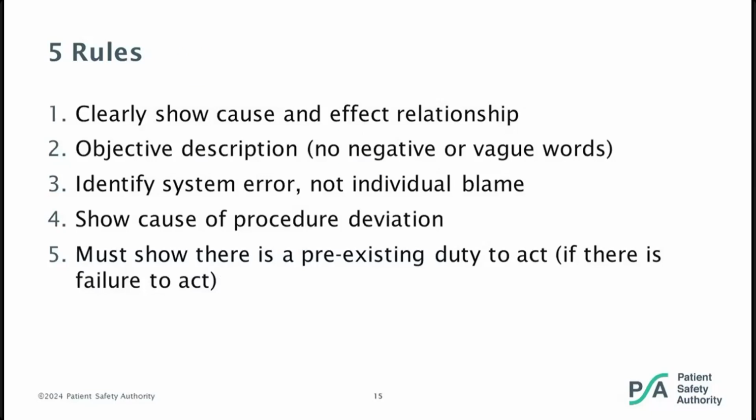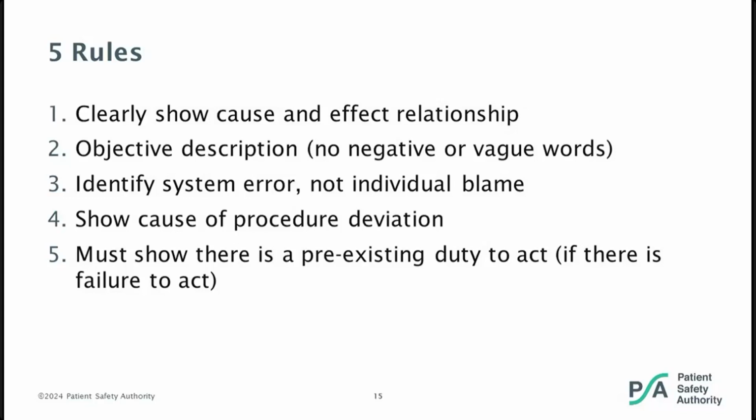Identify a system error, not individual blame. If we're blaming this on an individual, we want to look deeper. You want to find out what was present in the system that allowed that individual to perform the actions they were able to. You want to show the cause of the deviation, not just that a policy wasn't followed. That in and of itself isn't really a causal factor. You want to know why that policy wasn't followed. So that's really going to be important to bring out when you're writing your causal statements.